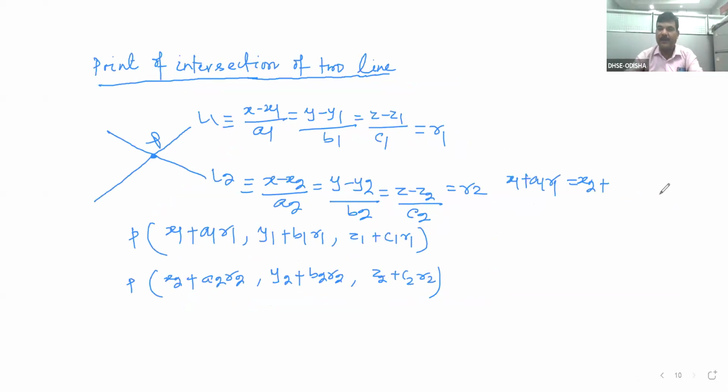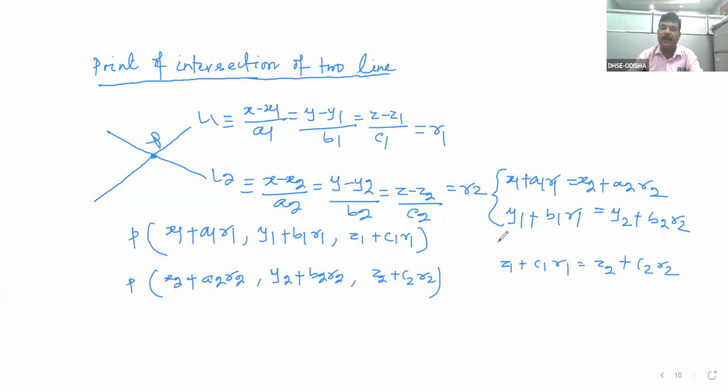x1 plus a1 r1 is equal to x2 plus a2 r2. So y1 plus b1 r1 is equal to y2 plus b2 r2. So on solving these two equations, we can get the value of r1 and r2. Then we have to substitute the value of r1, r2 in the third equation, that is z1 plus c1 r1 is equal to z2 plus c2 r2.